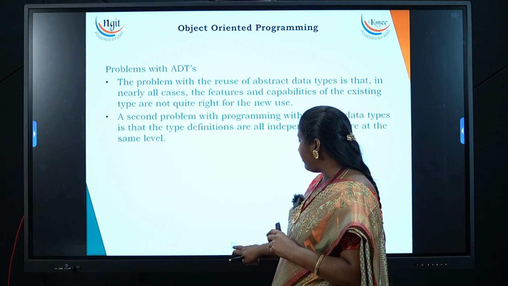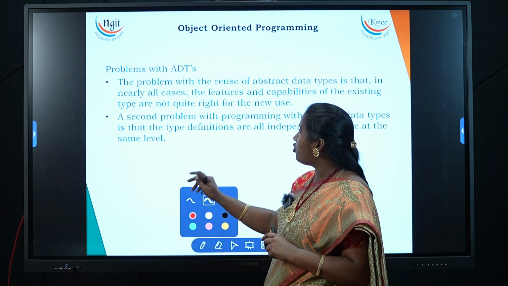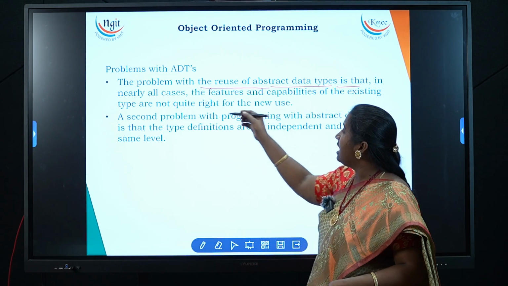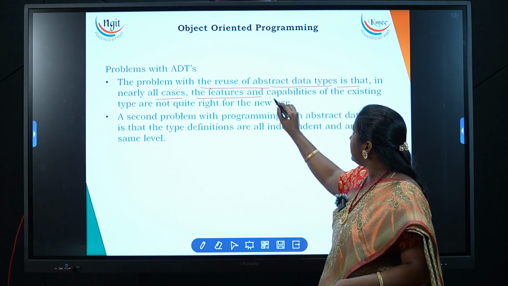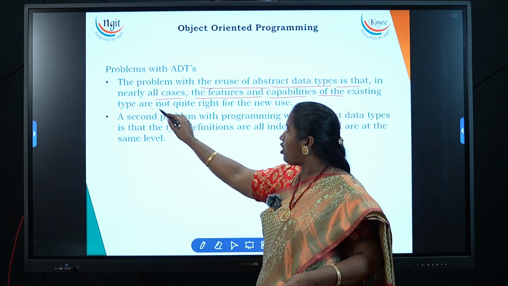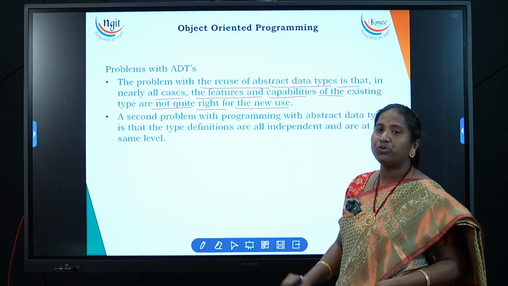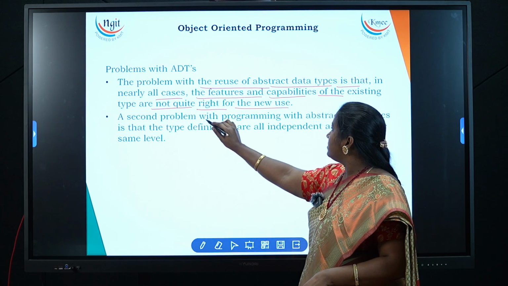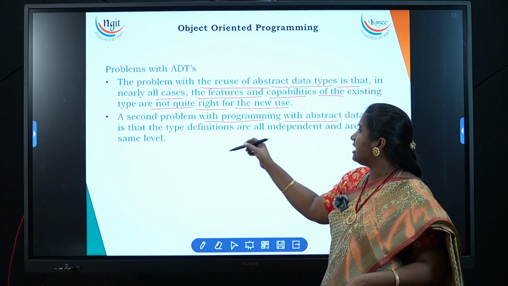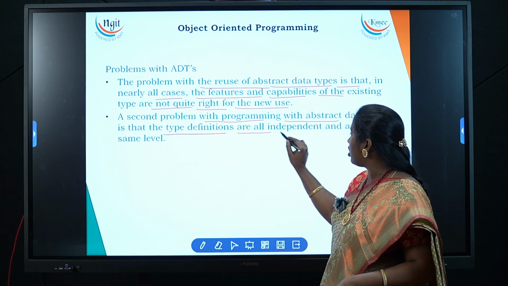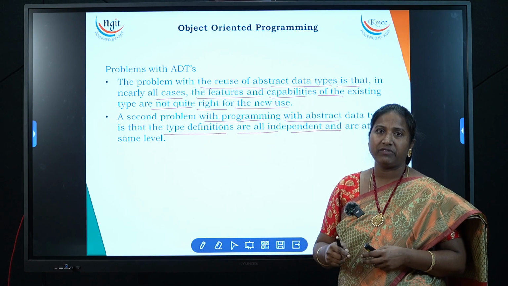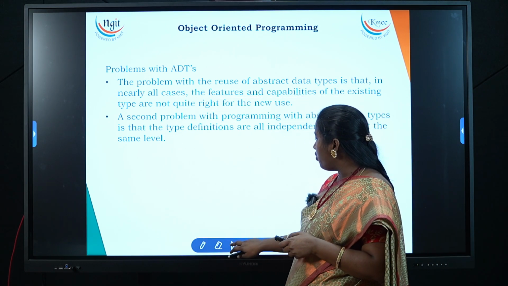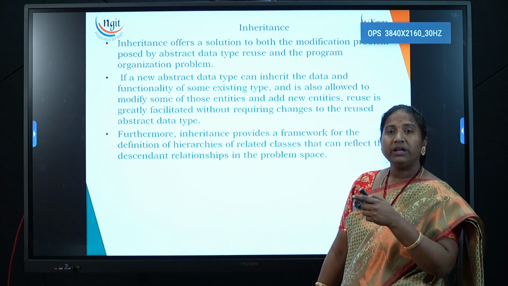So let's understand the problems with ADTs, then we'll move on to inheritance and dynamic binding. Basically we have two problems with ADTs. The problem with the reuse of abstract data types is that in nearly all cases, the features and capabilities of the existing type are not quite right for the new use. This is the first problem. And the second problem with programming with abstract data types is that the type definitions are all independent and at the same level. To overcome these two problems, we bring a new idea. The idea is what? Inheritance.